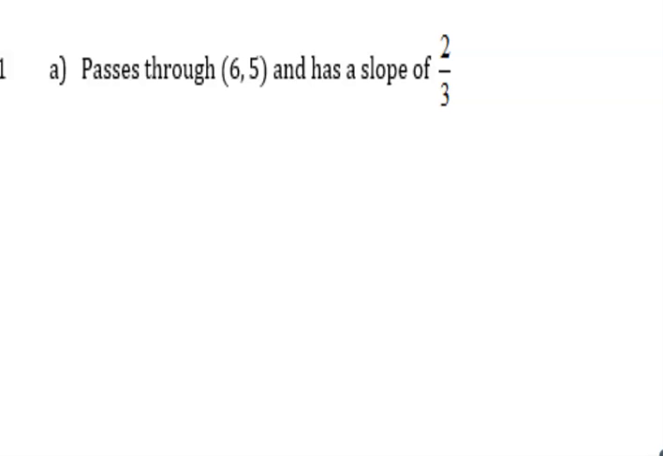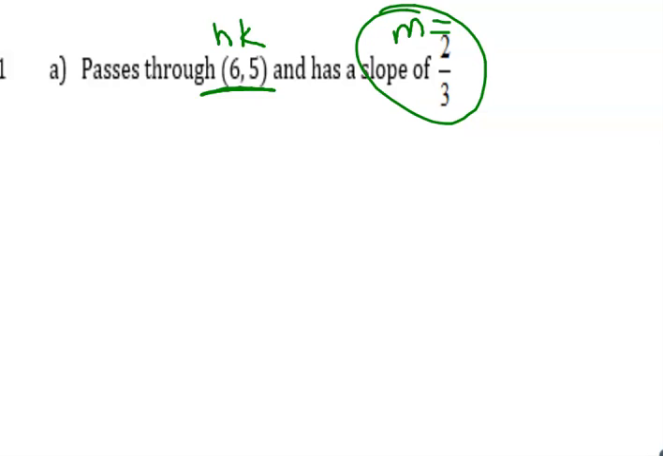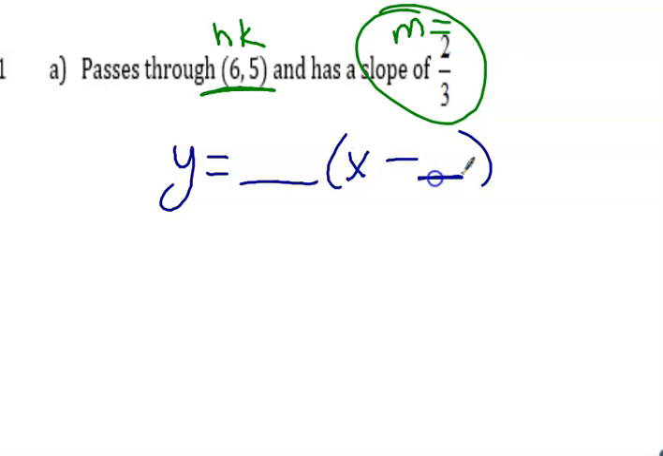All right, we're going to be quite repetitive in this lesson, folks. It's the same thing. What did they give you? What do they want? So they gave you the slope. The slope is m. They also gave you the point, which is hk. So let's plug in the information. Y equals what times x minus what plus what? Plug in my m, plug in my h, plug in my k.